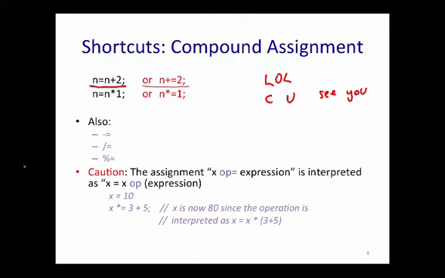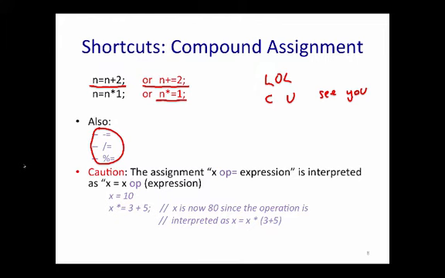But C++ allows us to write some shorthand. We could also just say n plus equals 2, and that tells C++ to add 2 to n and assign the value back to n. Similarly, n times equals 1 says multiply n by 1 and assign the result back to n. And these operators also exist for minus, division, and the remainder operation.